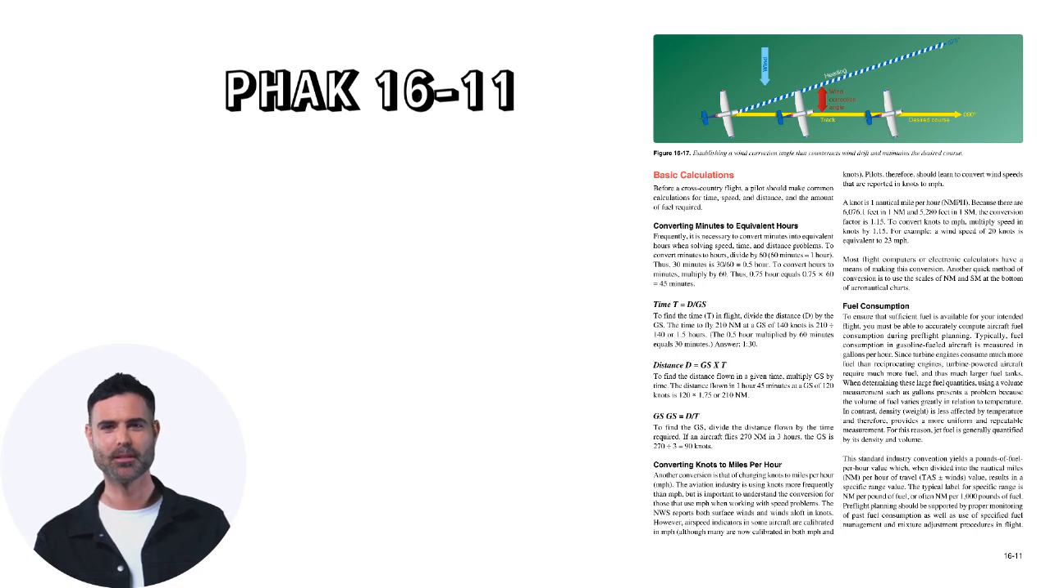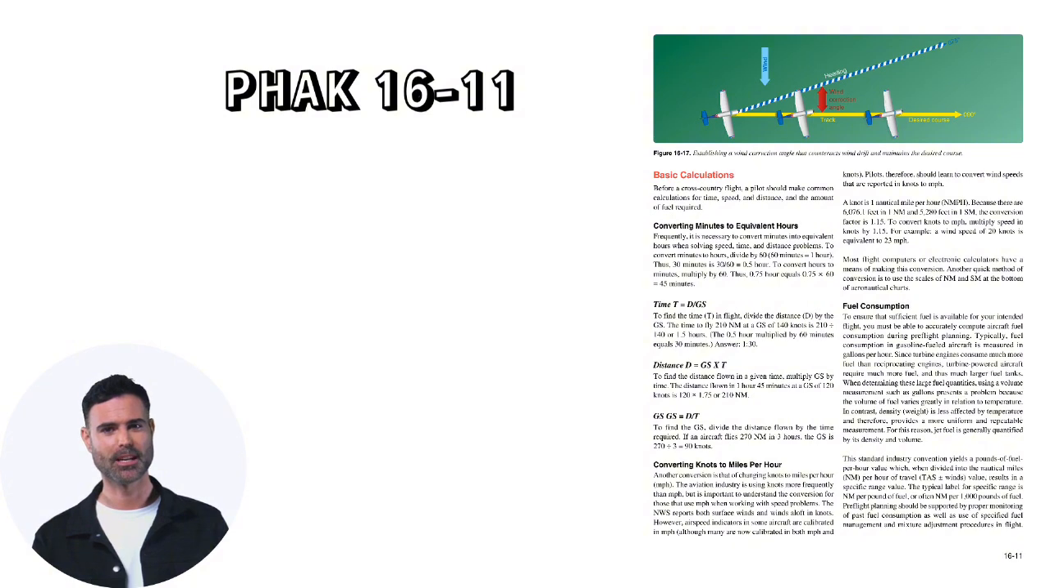Basic calculations. Before a cross-country flight, a pilot should make common calculations for time, speed, and distance, and the amount of fuel required. Converting minutes to equivalent hours. Frequently, it is necessary to convert minutes into equivalent hours when solving speed, time, and distance problems. To convert minutes to hours, divide by 60 minutes equals 1 hour. Thus, 30 minutes is 30 divided by 60 equals 0.5 hour. To convert hours to minutes, multiply by 60. Thus, 0.75 hour equals 0.75 times 60 equals 45 minutes.